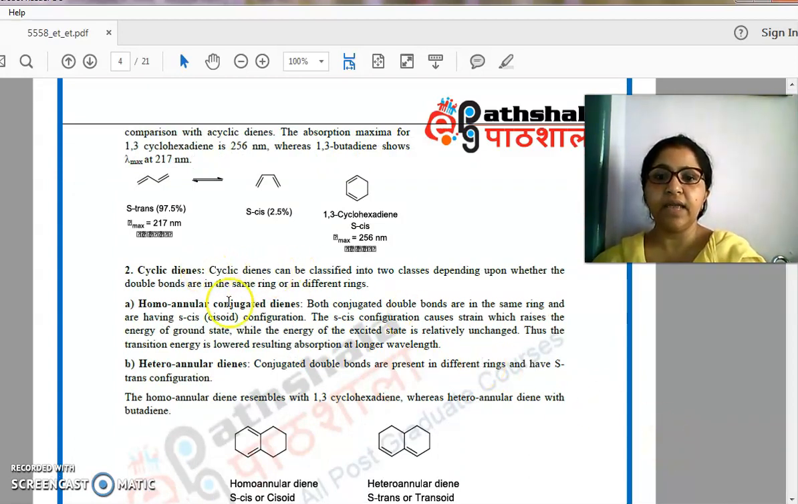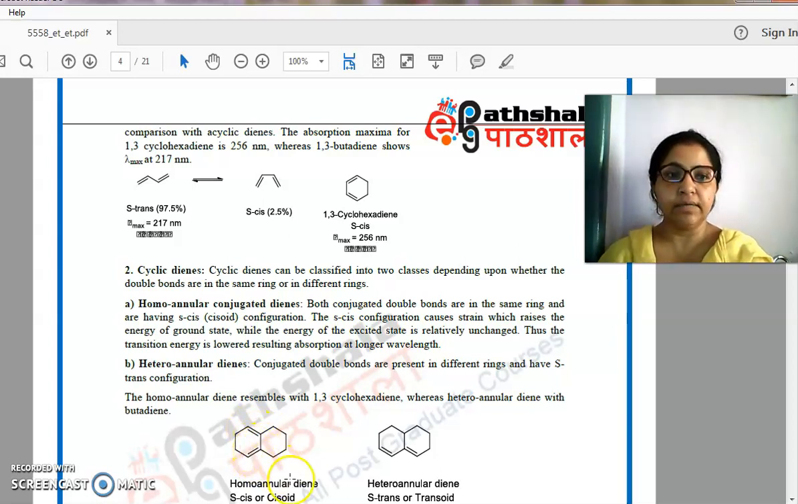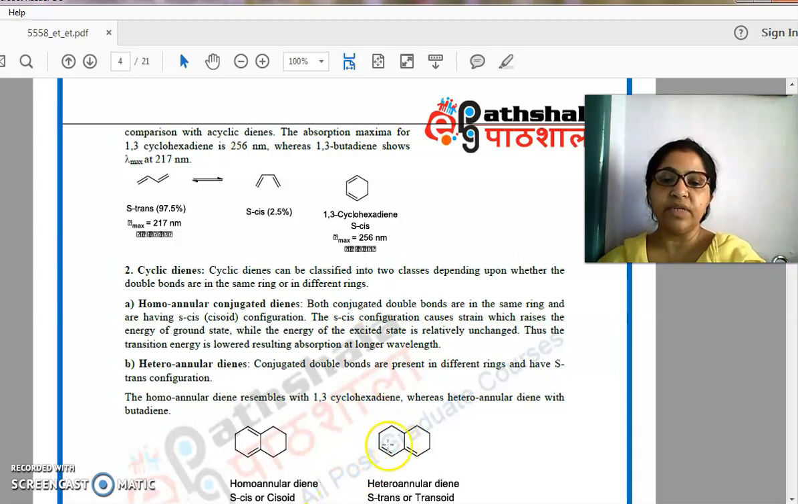Now if it is cyclic dienes, you have two types of cyclic dienes: homoannular conjugate diene and heteroannular conjugate diene. You have two rings here. These are the dienes; two conjugated double bonds are there. Here both the double bonds are lying on the same ring, so it is homoannular. Homo means same. Homoannular diene. And hetero means here also you can see that there are dienes.